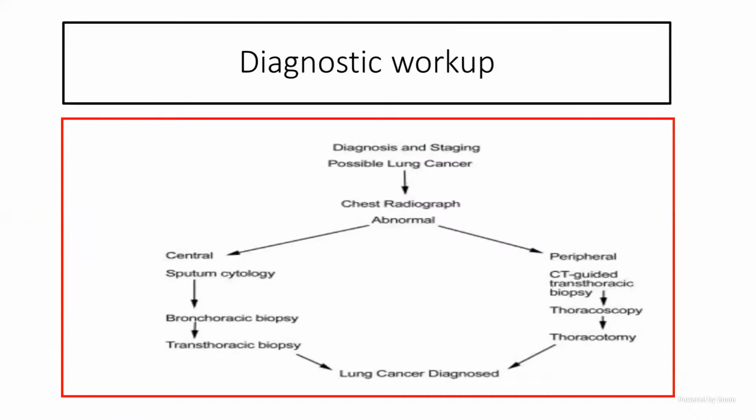This is the initial diagnostic workup. If we suspect from the clinical features that the patient can have a lung malignancy or lung cancer, first we will start with a simple chest radiograph. If it is abnormal, then we need a tissue biopsy, for which, if a lesion is central, we will do a sputum cytology, bronchoscopic biopsy, or transthoracic biopsy that will give us the tissue diagnosis of lung carcinoma. But if the person has a peripheral lesion, we can go for image-guided biopsy, thoracoscopic-guided biopsy, or thoracotomy and then the open tissue biopsy. That will give us the tissue diagnosis of lung cancer.